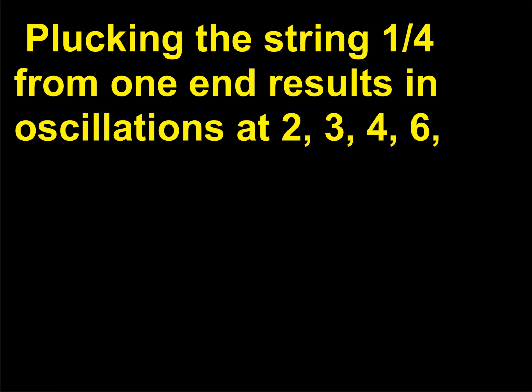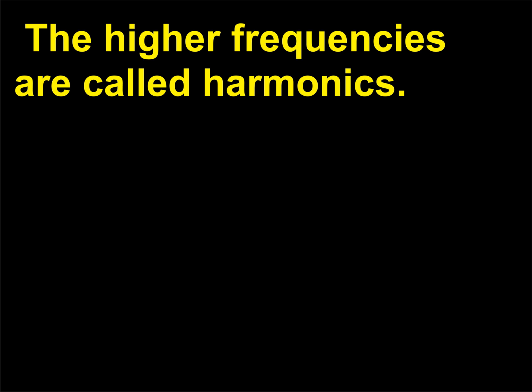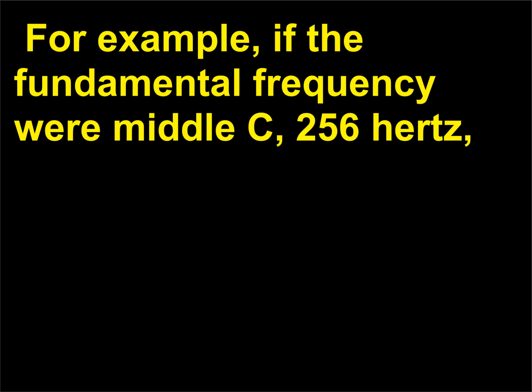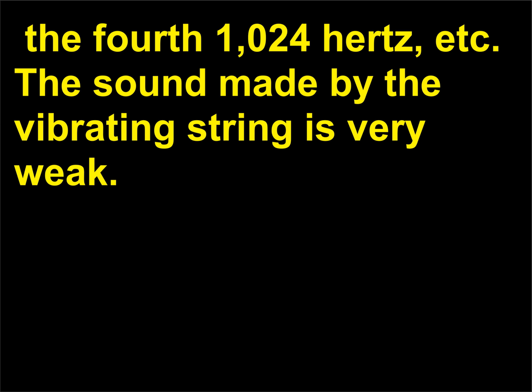Plucking the string 1/4 from one end results in oscillations at 2, 3, 4, 6, and 7 times the fundamental frequency. The higher frequencies are called harmonics. For example, if the fundamental frequency were middle C, 256 Hz, then the second harmonic would have a frequency of 512 Hz, the third 728 Hz, the fourth 1024 Hz, etc.